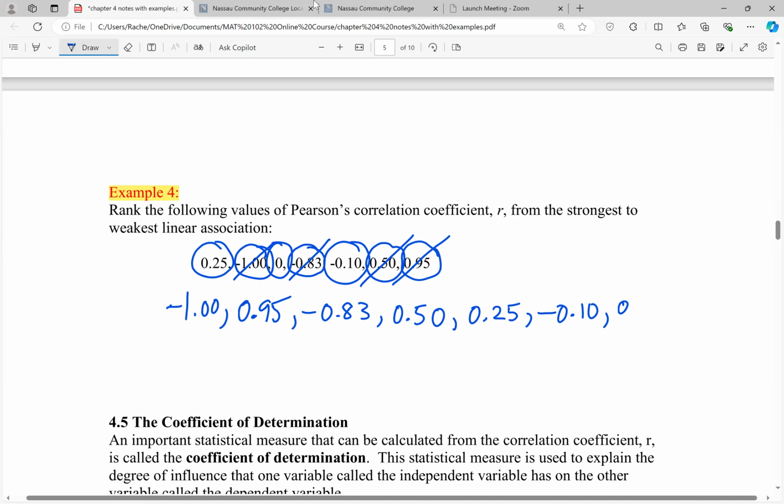So this would be Pearson's correlation coefficient R, these R values ranked from strongest to weakest. So again, we really just care about the absolute value. We're not even looking at the positive or the negative sign. And then we could list them in decreasing order down from the strongest to the weakest linear association.